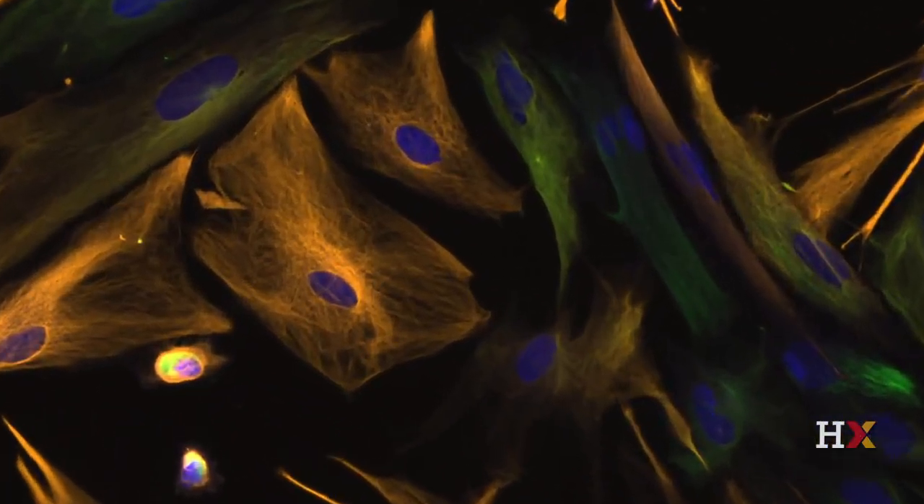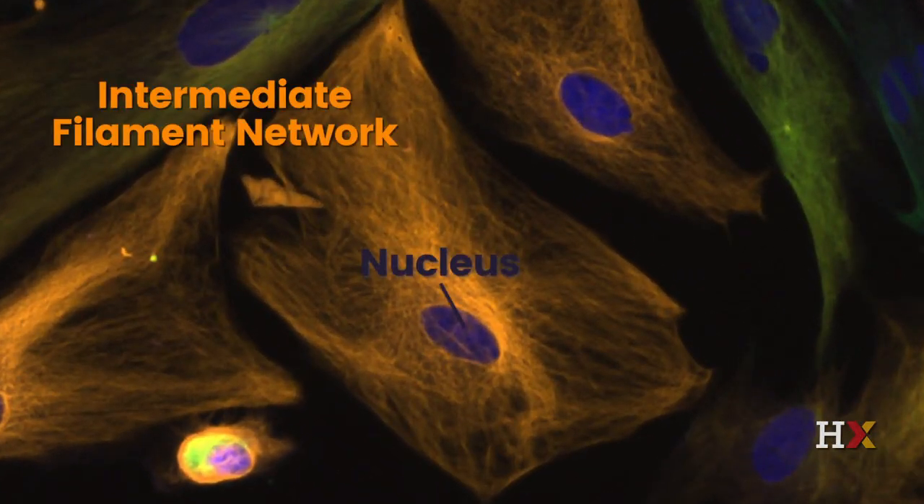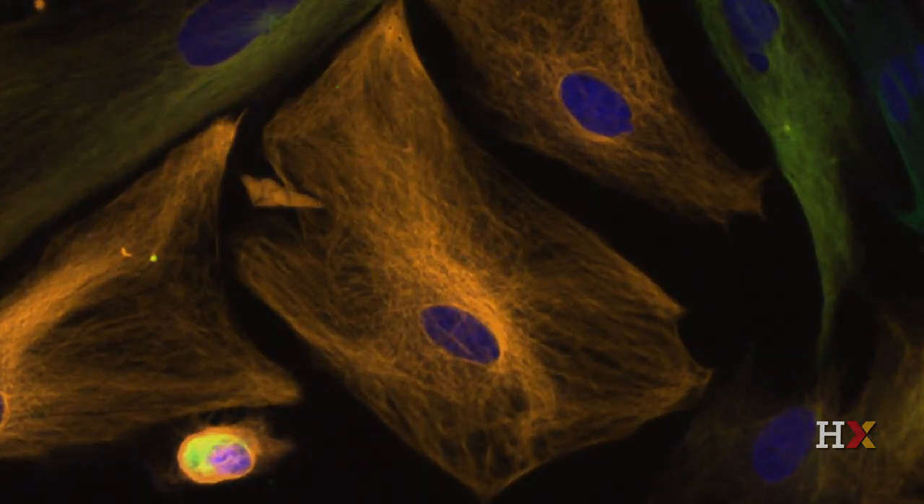While we will not be discussing them directly in this course, a third component of the cytoskeleton is the intermediate filament network. This provides resistance and mechanical strength to the cell against shear forces.